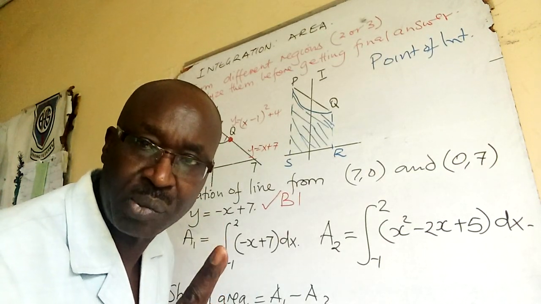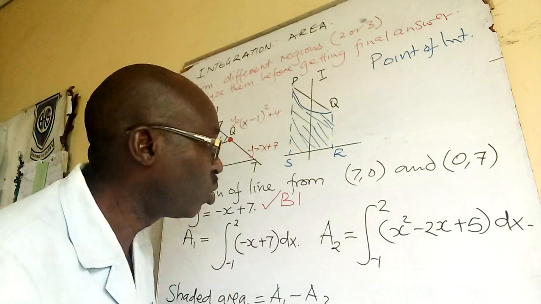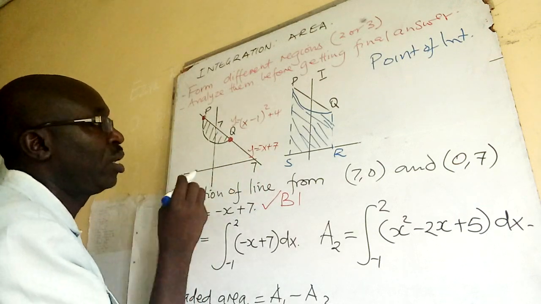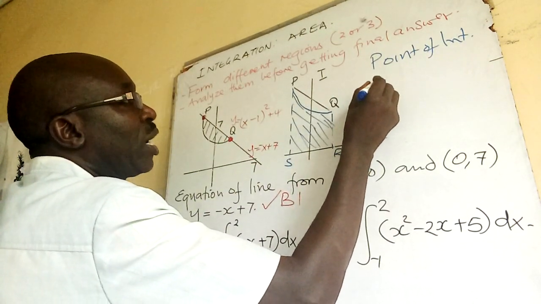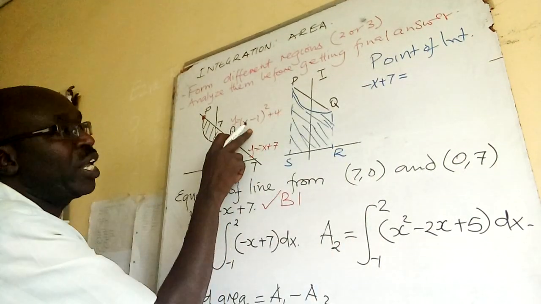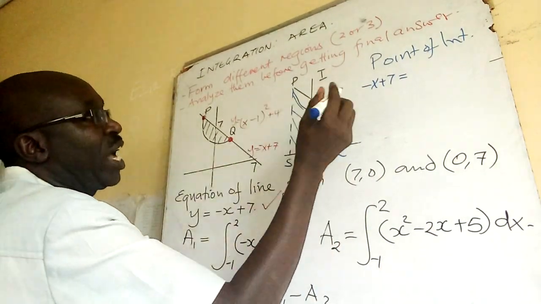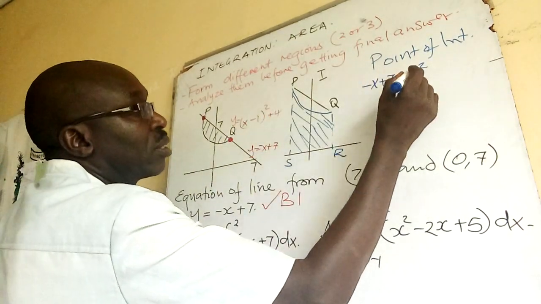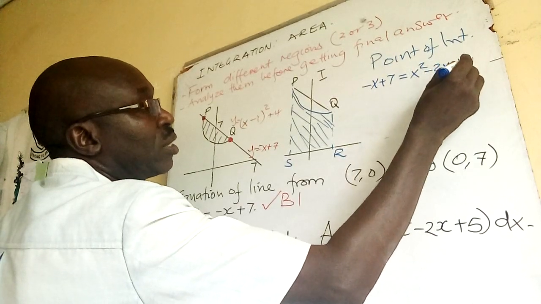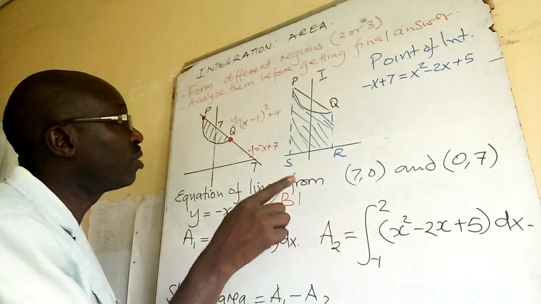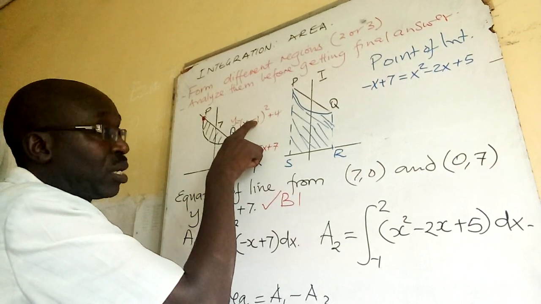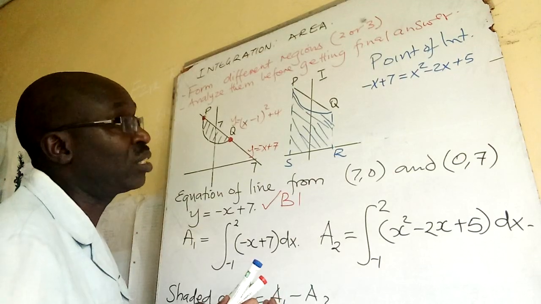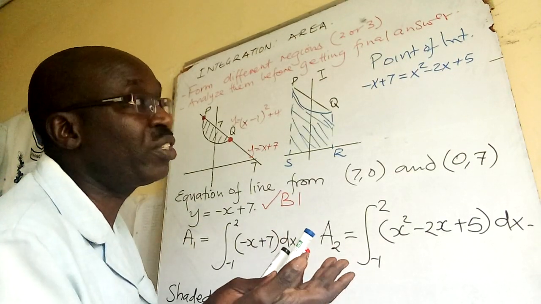You make one letter the subject and then equate the two. Already here I have y as subject and y as subject there. So I have negative x plus 7 is equal to, here if you open, you will have x squared minus 2x and then plus 5. Where did I get 5? This will be plus 1 and then add to 4. It gives you 5. This is quadratic. You can solve it.